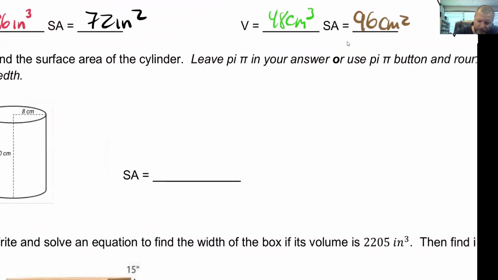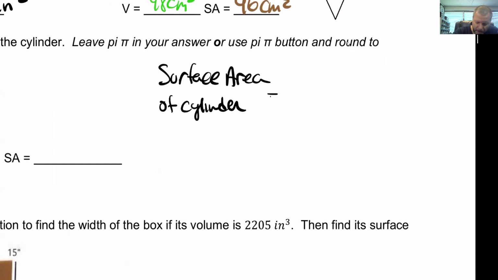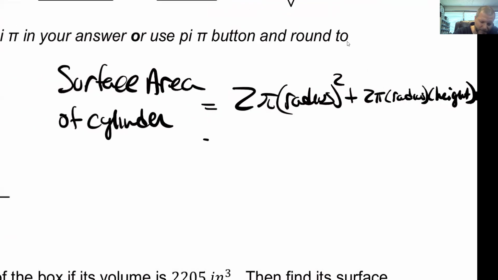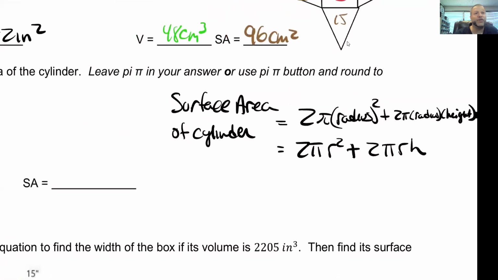So the surface area of a cylinder, and again, as I've mentioned before, when you're trying to memorize something or learn something, it's very helpful to write it out in words. So the surface area of a cylinder is going to be 2 pi times the radius squared plus 2 pi times the radius times the height. Obviously we can simplify this into 2 pi r squared plus 2 pi r h, which is probably how you see this written out.